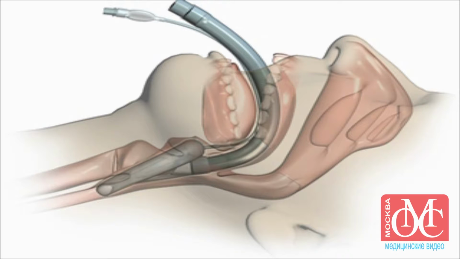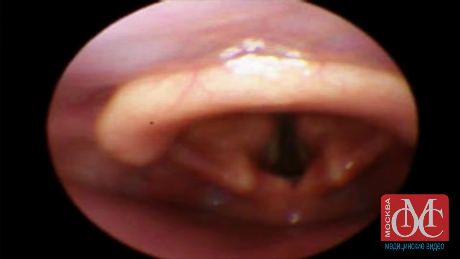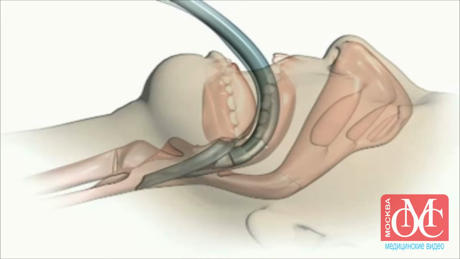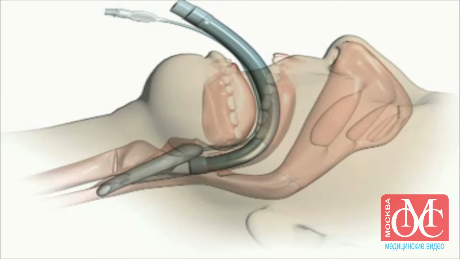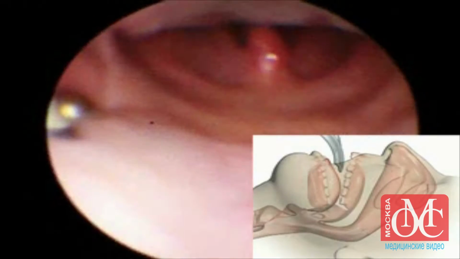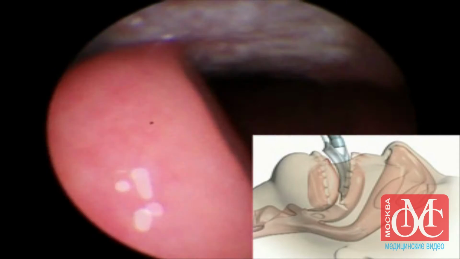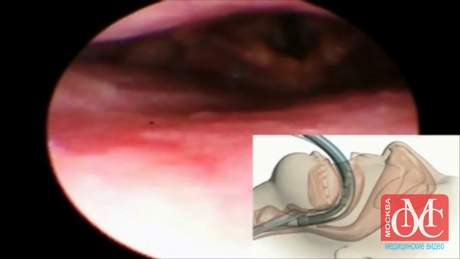The final resting position is posterior to the tongue at the laryngeal inlet, as shown in this illustration and in this fiber optic view through the distal end of the device. This cutaway view of the head and neck illustrates the path taken by the laryngeal mask airway during insertion and where it rests following insertion. Key structures are labeled to illustrate the relevant anatomy.